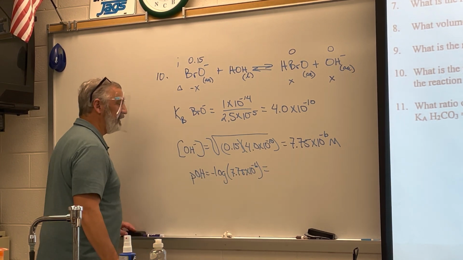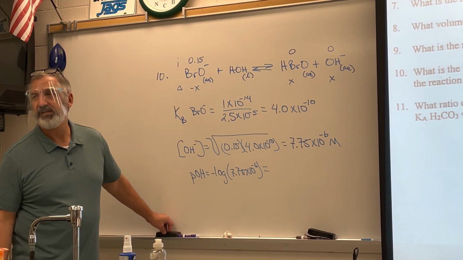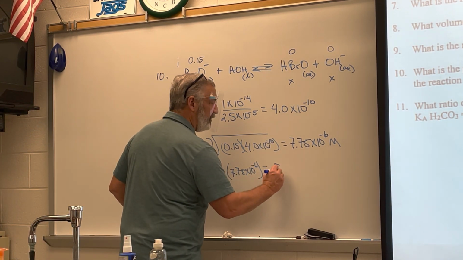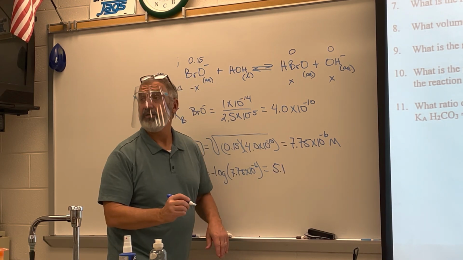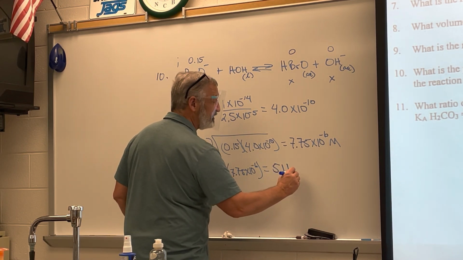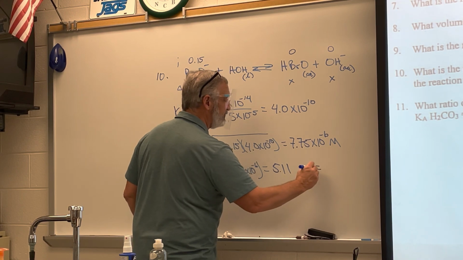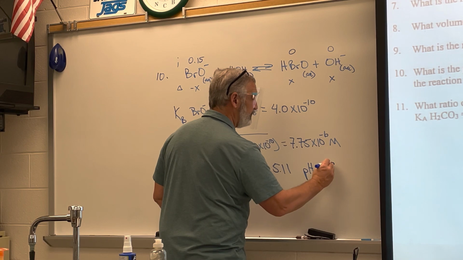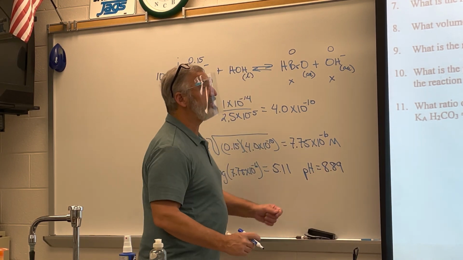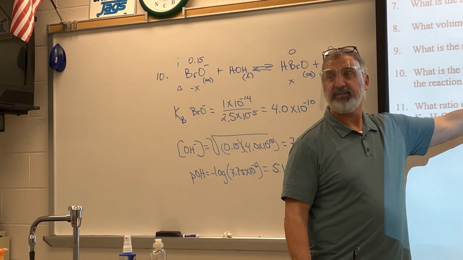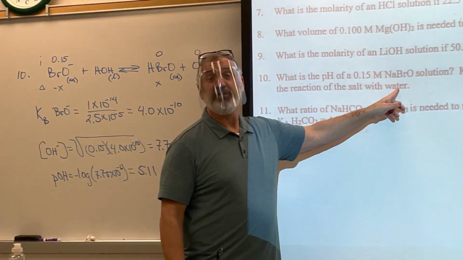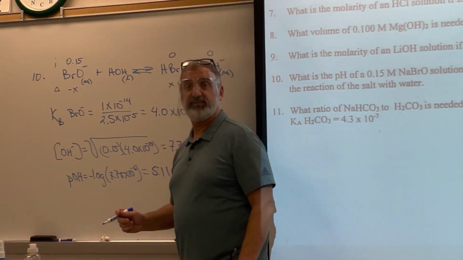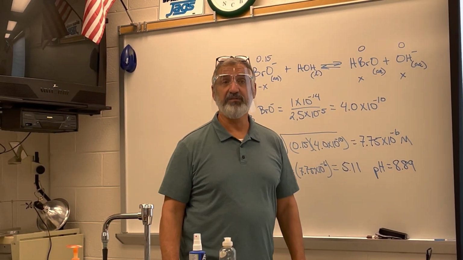So then my pOH is going to equal 5.11. Is that what I heard? Okay, so we just subtract from 14, so pH is equal to 8.89. Now, notice what type of salt did we say this was? Basic. So make sure that your pH comes out above 7.